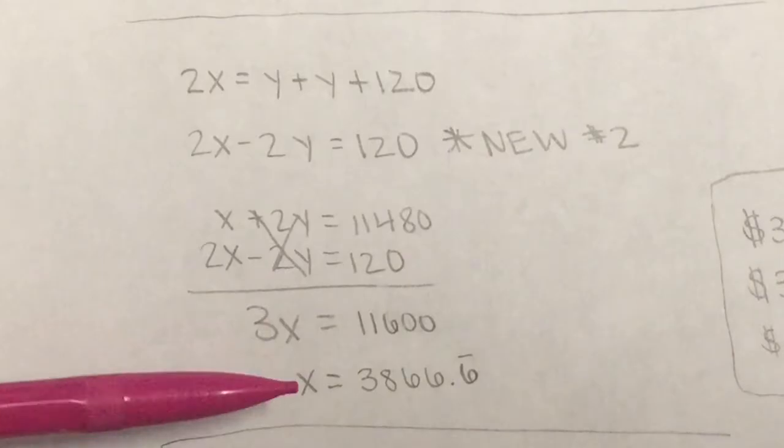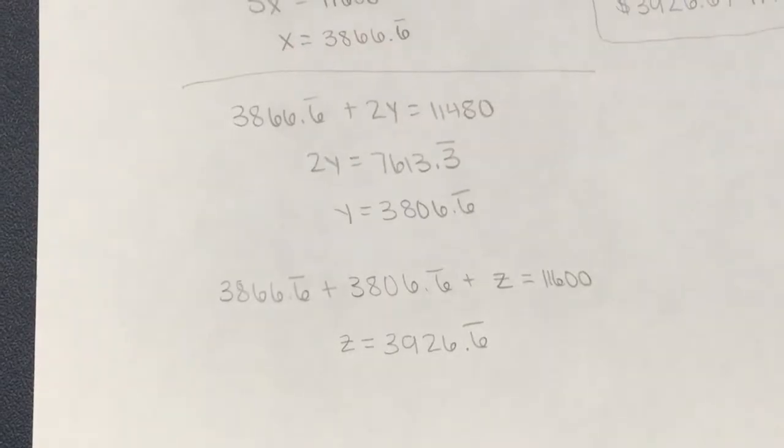3,866.6 repeating. To find y, we plugged x into our new equation number 1 and solved. And to find z, we plugged x and y into our first equation and solved.